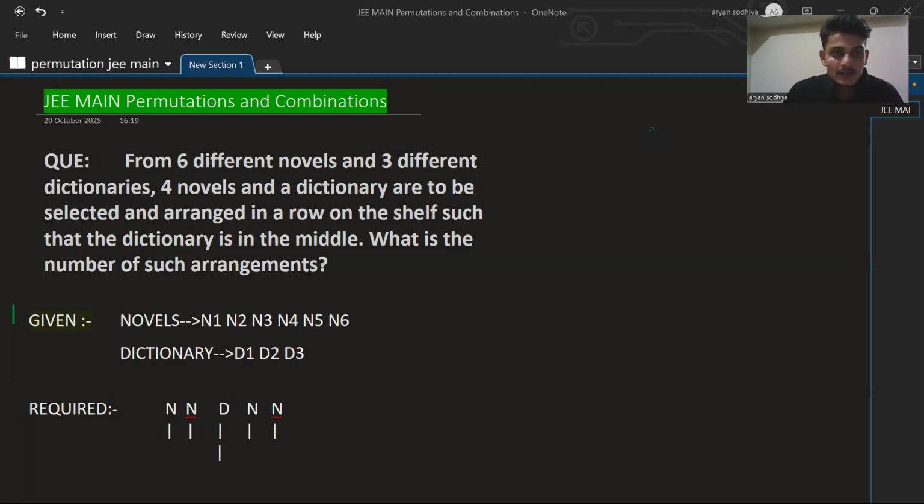that is, from 6 different novels and 3 different dictionaries, 4 novels and a dictionary are to be selected and arranged in a row on the shelf such that the dictionary is in the middle. What is the number of such arrangements?